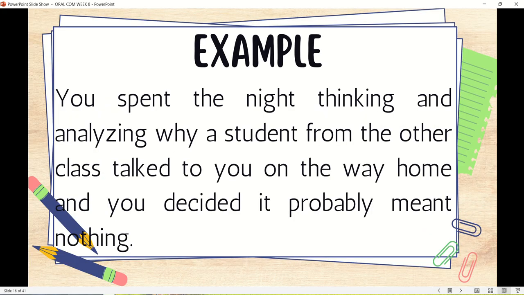Let's have some examples of intrapersonal communication. So you spent the night thinking and analyzing why a student from the other class talked to you on the way home, and you decided it probably meant nothing. So in this situation, you're asking yourself why it happened. You are thinking why it occurred, or why the situation was just like that. So basically, you ask yourself, and you will also answer yourself.